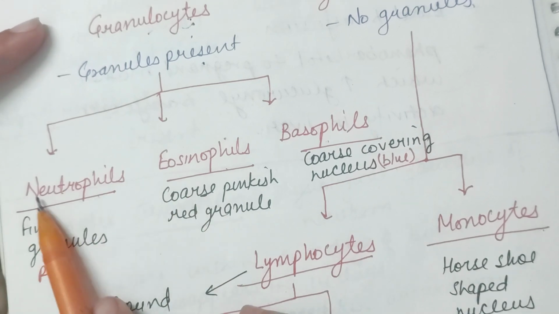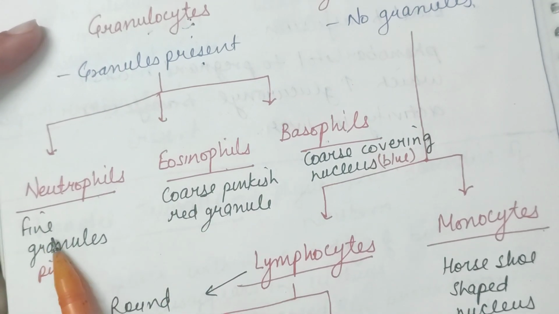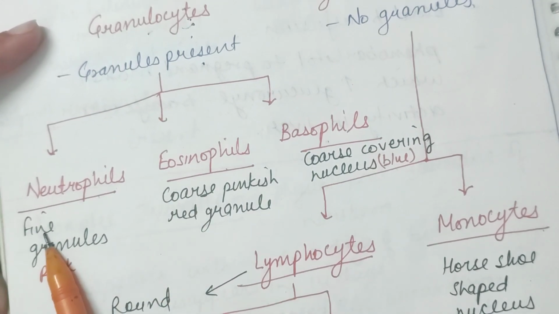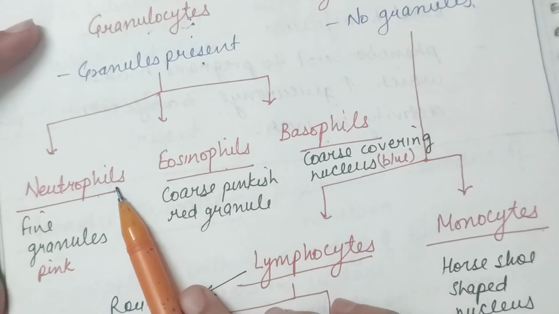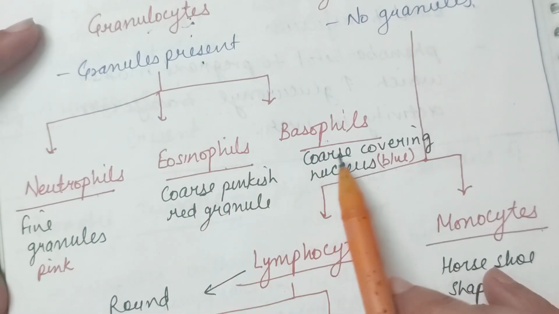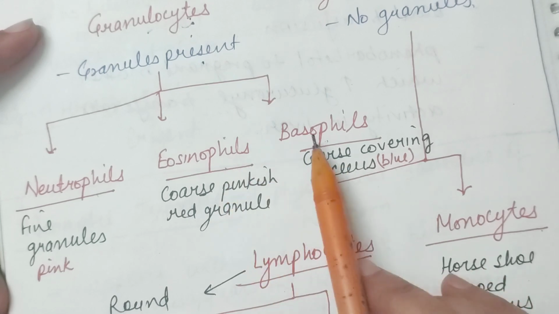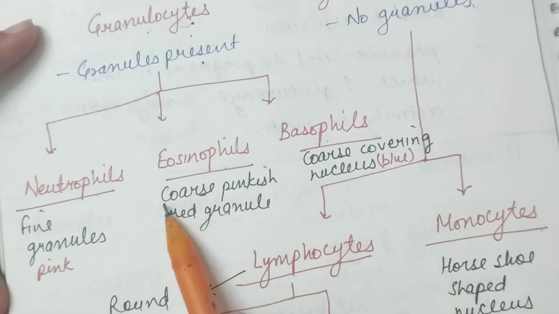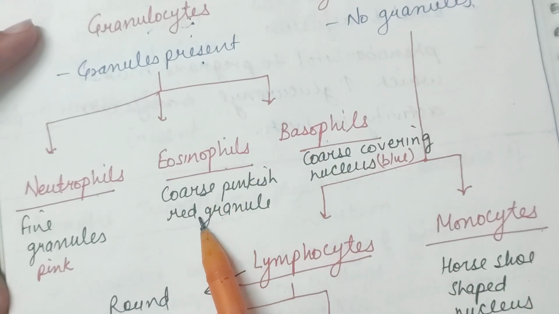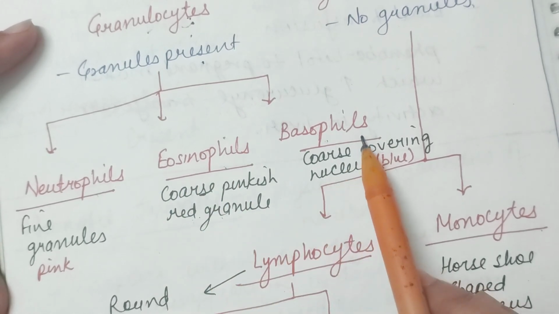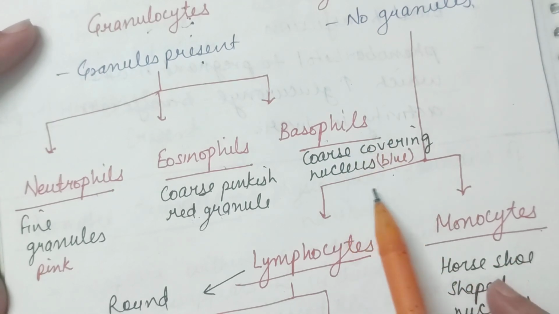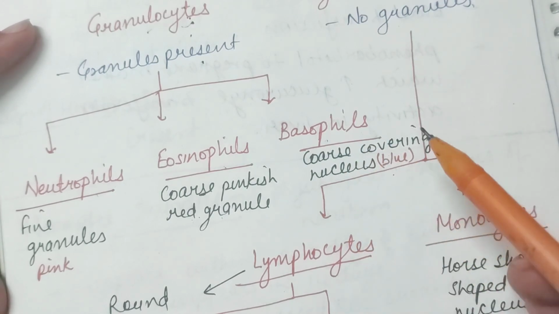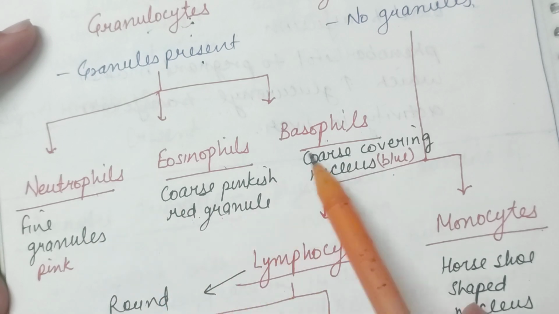So how will you identify neutrophils? If the granules are pinkish in color and fine granules, very small size, then it's a neutrophil. If they are coarse granules, then it can be an eosinophil or basophil. If there are coarse reddish granules, which are not on the nucleus, it's an eosinophil. Basophil has coarse granules which are blue in color, and they are covering the nucleus. Fine. So this is all about granulocytes.